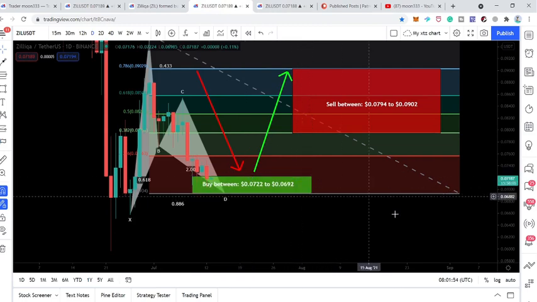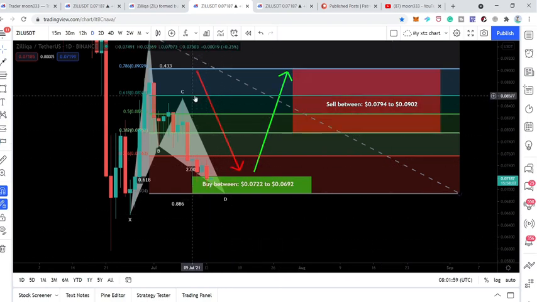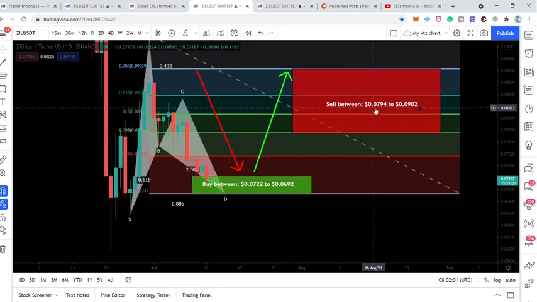That is the maximum extent of this buying zone. And the sell targets, as per the Fibonacci sequence of this bullish bat, can be 7.9 cents to 9 cents. So it is approximately up to a 30% potential trading idea.